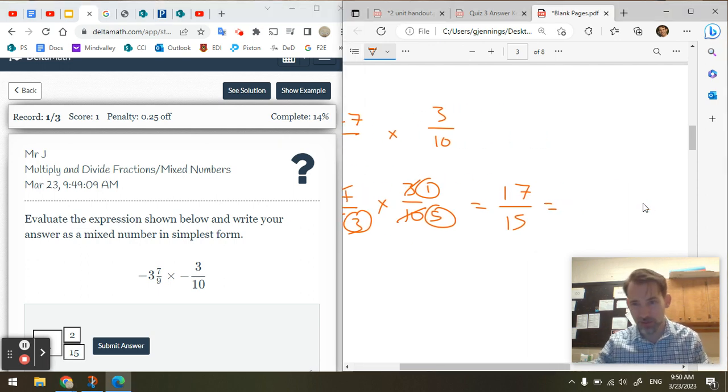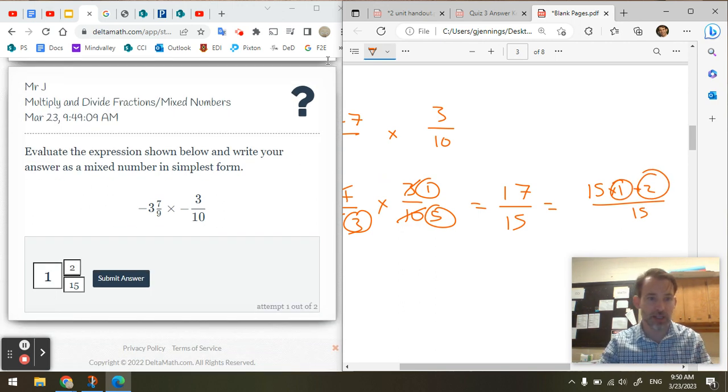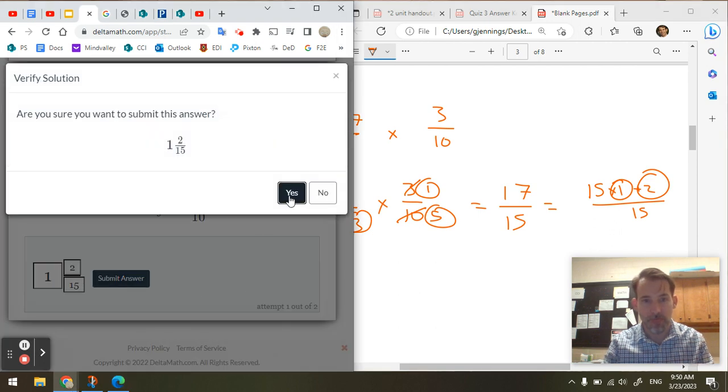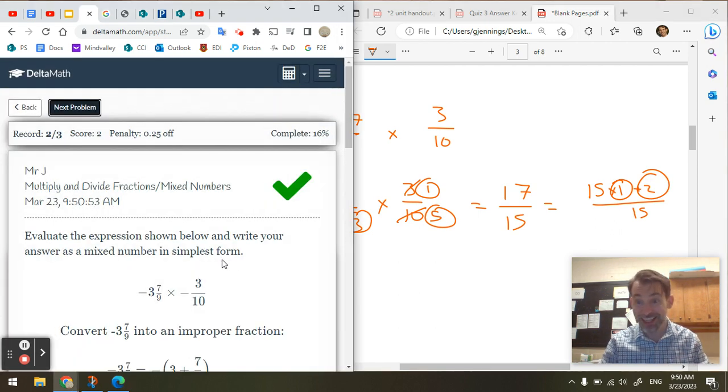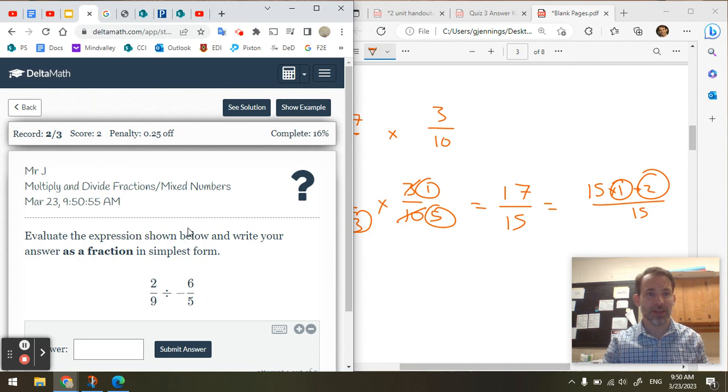If you can see it right away, that's great, but it's also 15 times 1 plus 2, over 15. Here's my 1 whole, and here's my 2 left over. So that's why I get this answer, 1 2/15. Yay! And let's do one more.